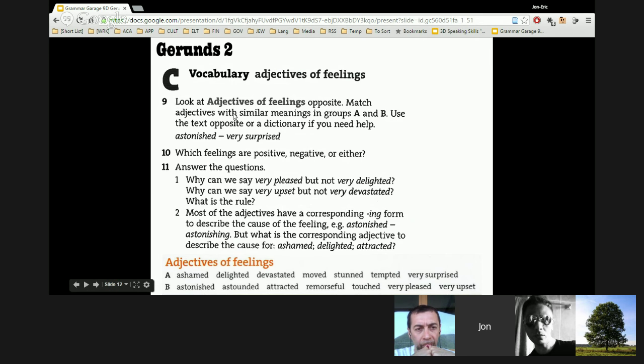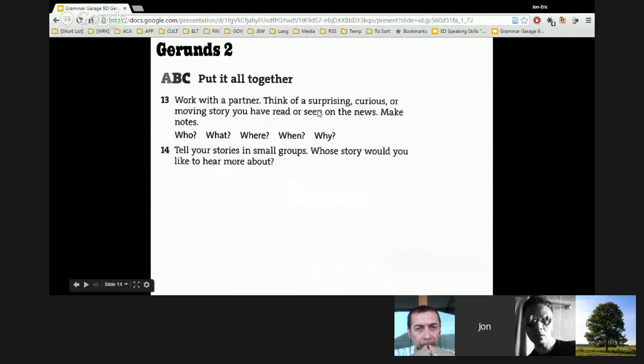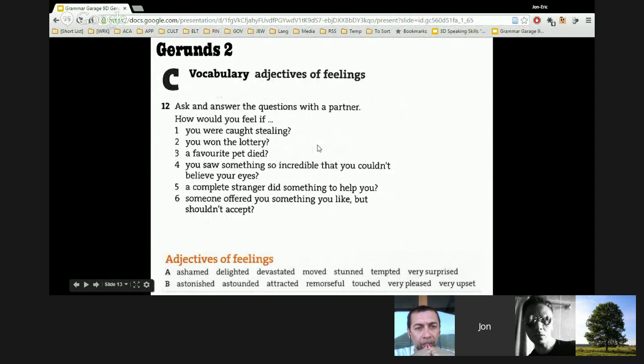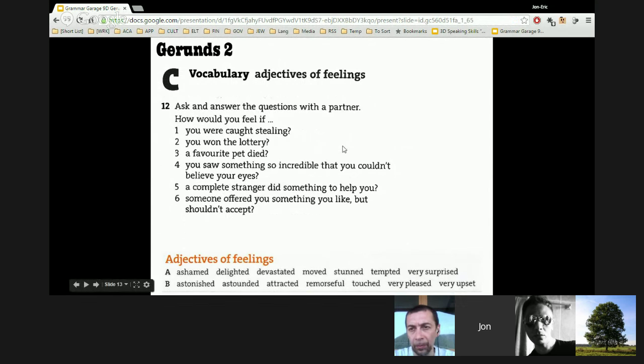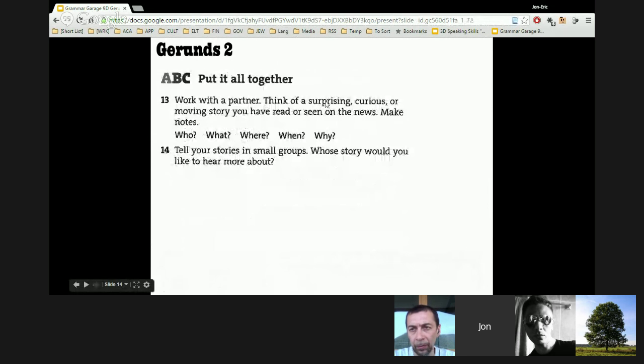Okay, there's some other things that we could do, but we don't have time. I wanted you to look at the adjectives of feeling, but we'll probably come back to this class a little later on and work on the vocabulary in another class. And then at the very end, it's think of a surprising, curious, or moving story you've seen. So maybe next Tuesday for speaking skills, we might do this part of the class and work on the vocabulary. I'm not sure, but maybe we can do that. And in that case, you'll have a chance to do this exercise, think of a surprising, curious, or moving story, and then use your gerund infinitives, okay?